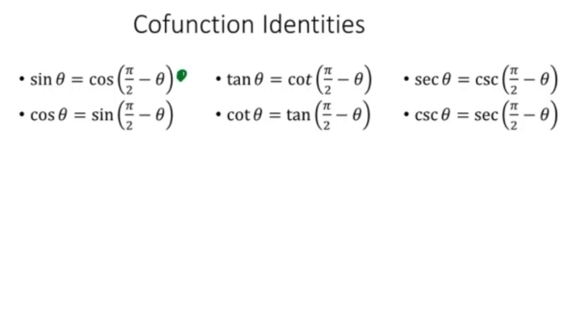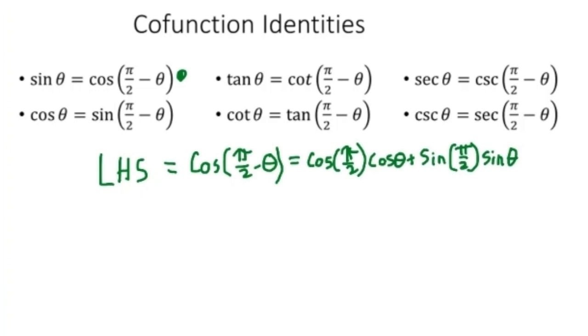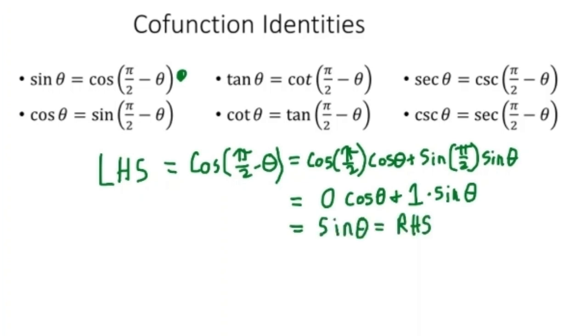We'll first establish that sine theta equals cosine of pi over 2 minus theta. We'll start with the left-hand side. With the left-hand side, we can apply the difference identity for cosine. We get cosine pi over 2 cosine theta plus sine pi over 2 sine theta. Cosine pi over 2 and sine pi over 2, we can evaluate. Cosine pi over 2 is 0, sine pi over 2 is 1. Anything times 0 is 0, anything times 1 is itself, and we're left with sine theta, which is our right-hand side.